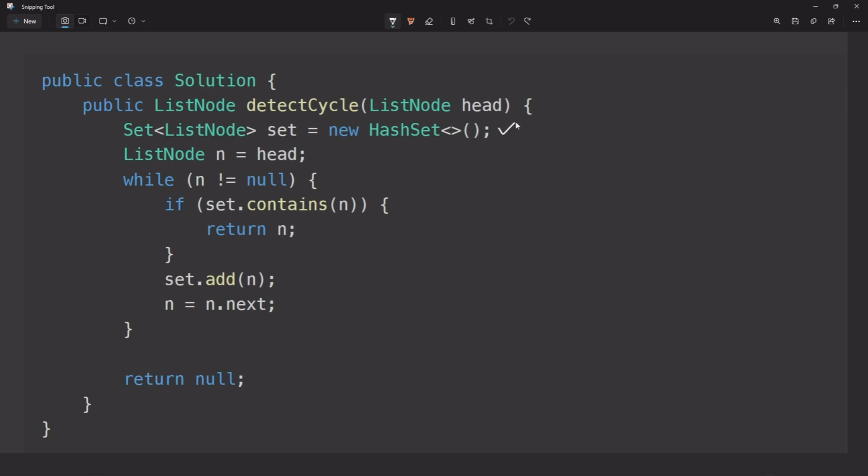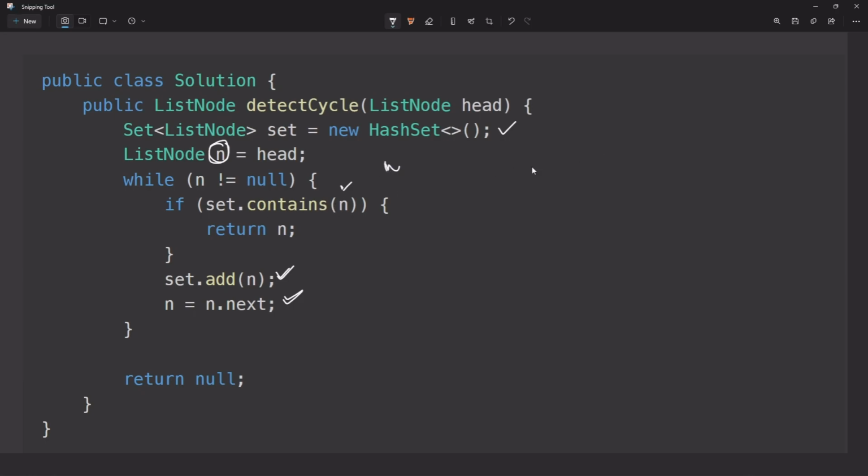We initialize a hash set. Then we initialize a node which points to head initially, and we are going to move this node at each step. While our node is not equal to null, we will see if this node is contained in the set or not. If it is not, then we will add it and move to the next node. We will keep doing this until we finally find that our current node is inside the set.